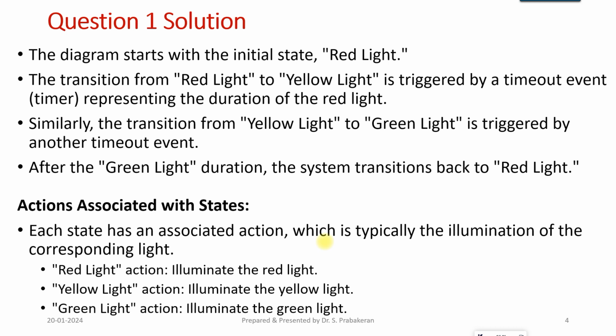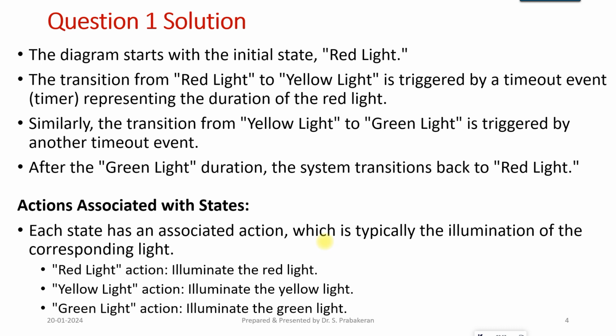Again the same thing is triggered with some time quantum, right? So we will fix some time quantum. Based on that particular time quantum, yellow light will turn into green light, and that specified time represents the system transitions. So finally we have a transition from green light back to red light, again from that particular state to the initial state, which is also triggered by the timer.